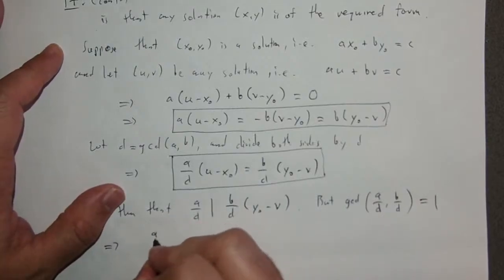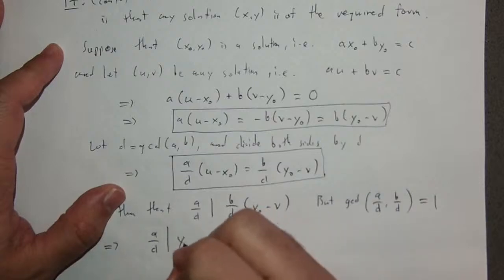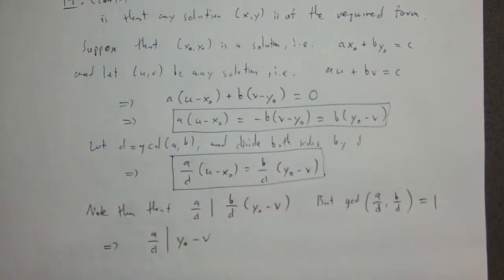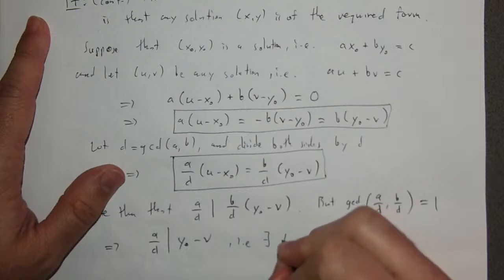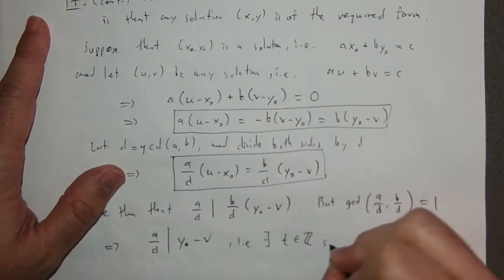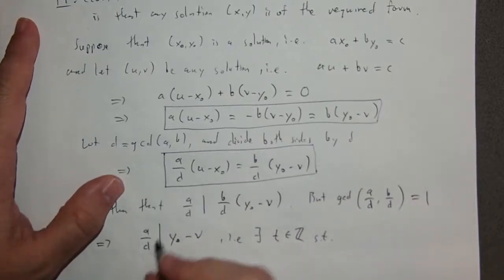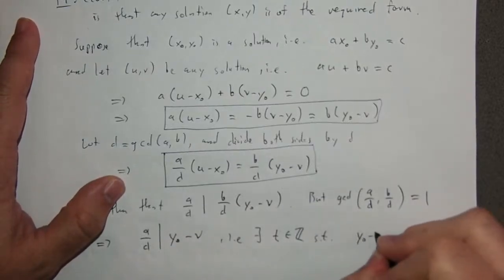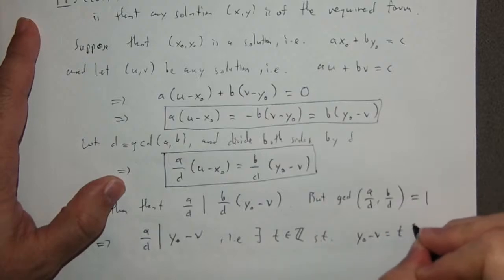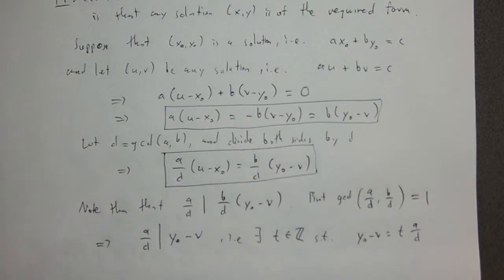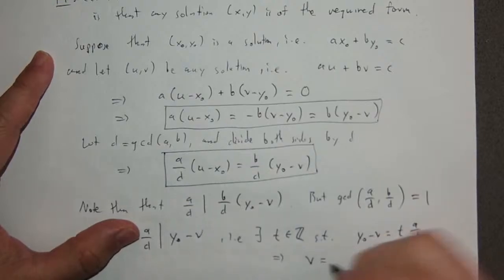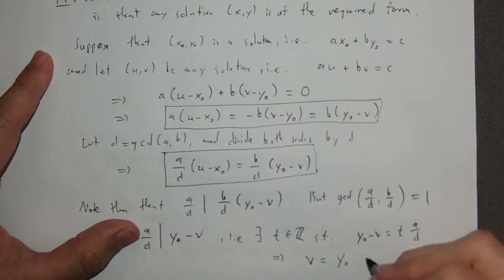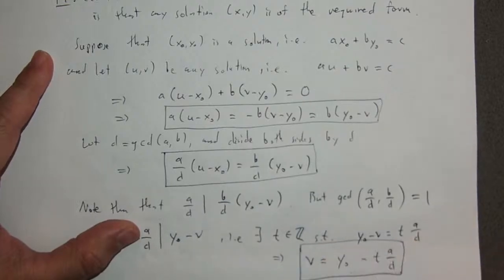So what this says is that A over D divides y naught minus V. Okay, i.e., there exists some integer that we'll call t, such that since A over D divides this, it means that y naught minus V is equal to t times A over D. Or, if you like, that V is equal to y naught minus t times A over D. Okay.